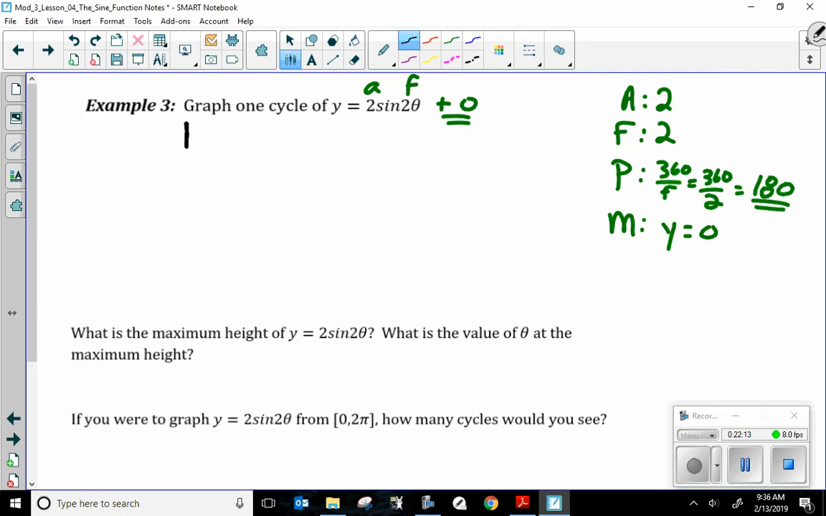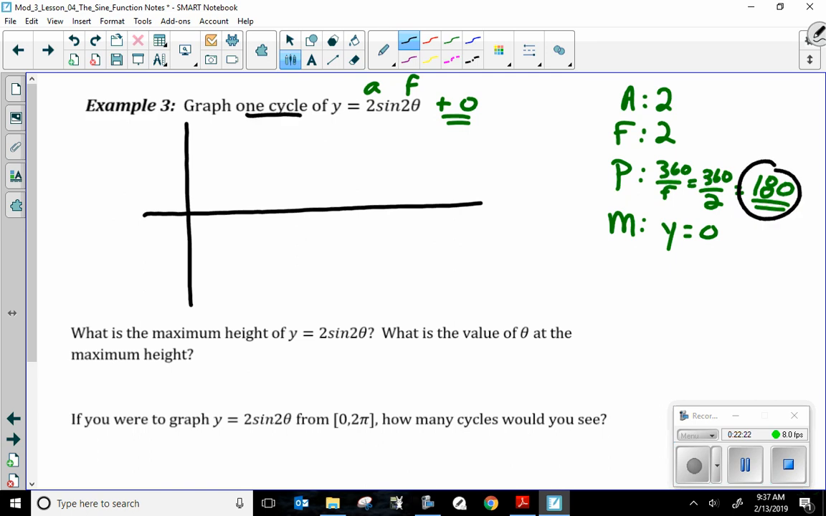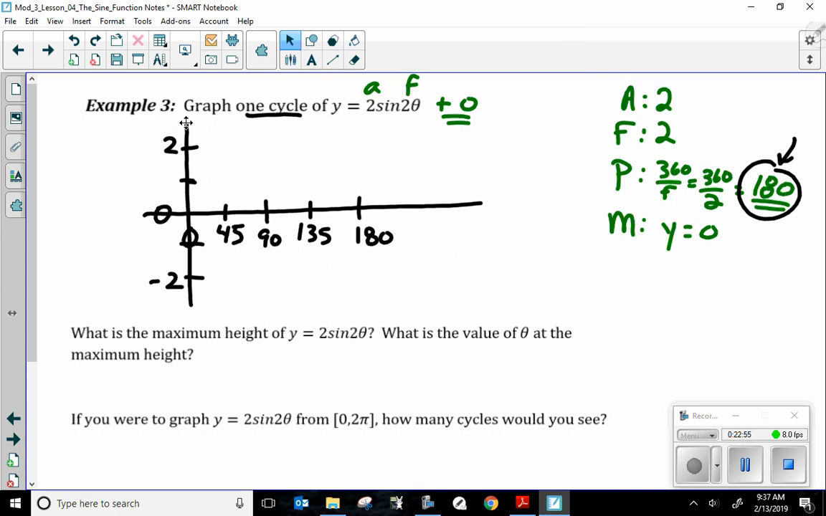All right, let's draw our axis here. Now, this curve, one curve, and that's what they want us to sketch, one cycle, it ends at 180 degrees. So I'm going to put 180 here for a reason. What's half of 180? It's 90. What's half of 90? It's 45. If I add 45 and 90, I get 135, and here's 0. Now, my amplitude is 2, so it goes 2, -2, here's 0, it's my midline.